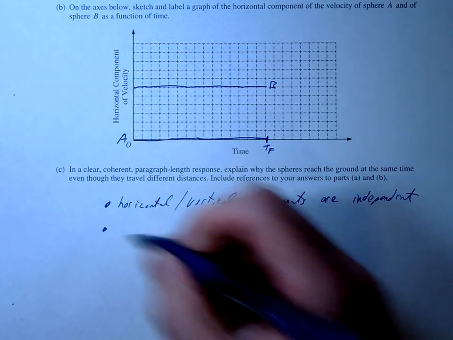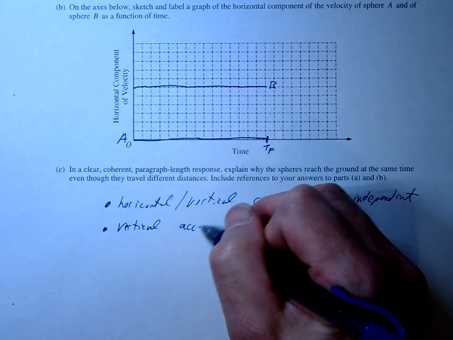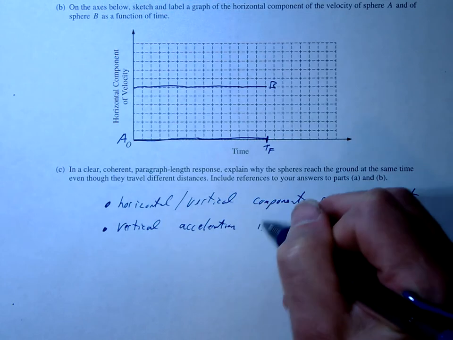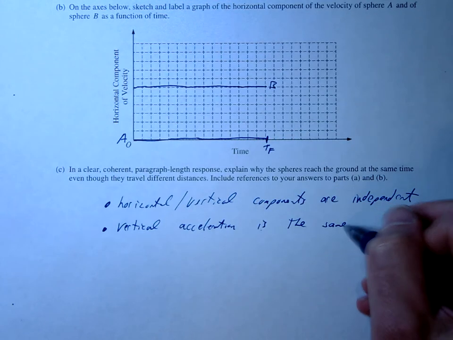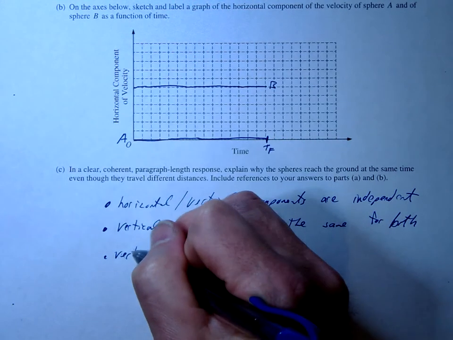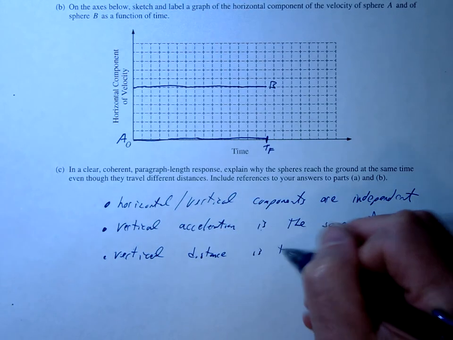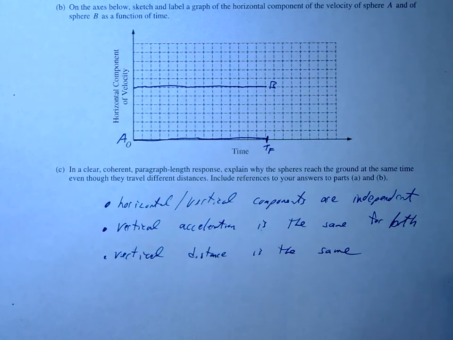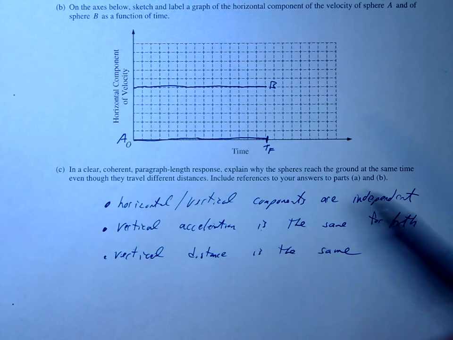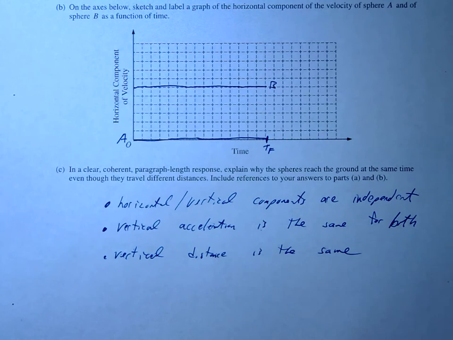You want to talk about the fact that the vertical acceleration is the same for both. The vertical distance is the same. They're both falling the same distance, so knowing that they both have initial vertical velocities of 0, acceleration the same, distance the same, then therefore the time should be the same.